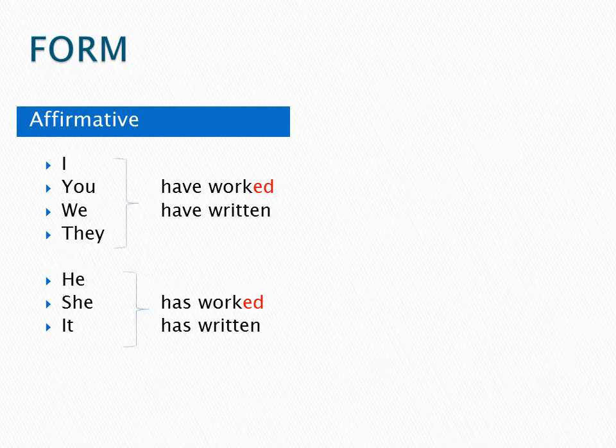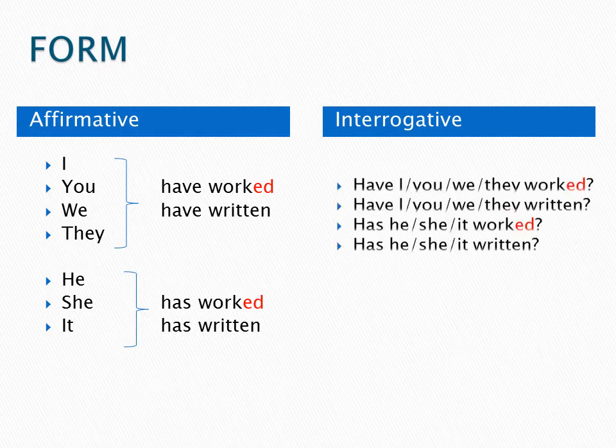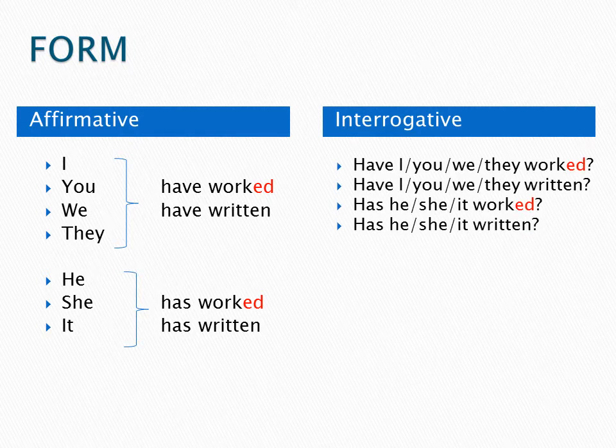Then we have interrogative sentences, questions. In this case, we have at the beginning the auxiliaries, then the subject, and then the verb in present perfect or in past participle. For example, have you worked? Or has she worked? Or has she written? Okay?